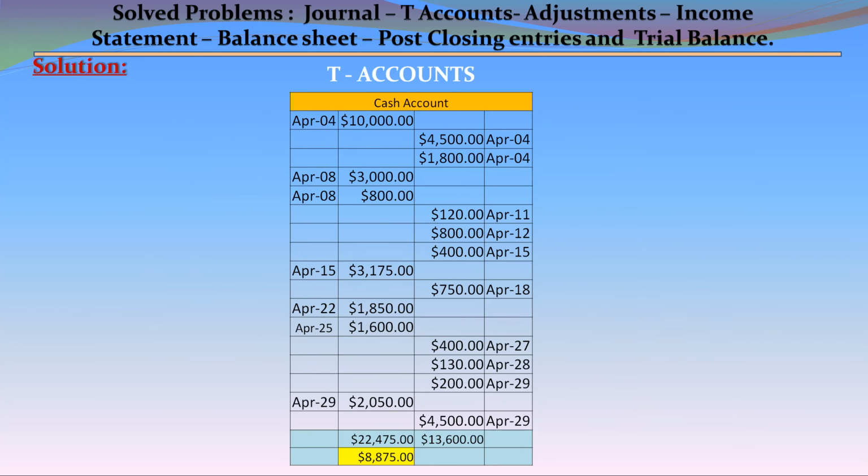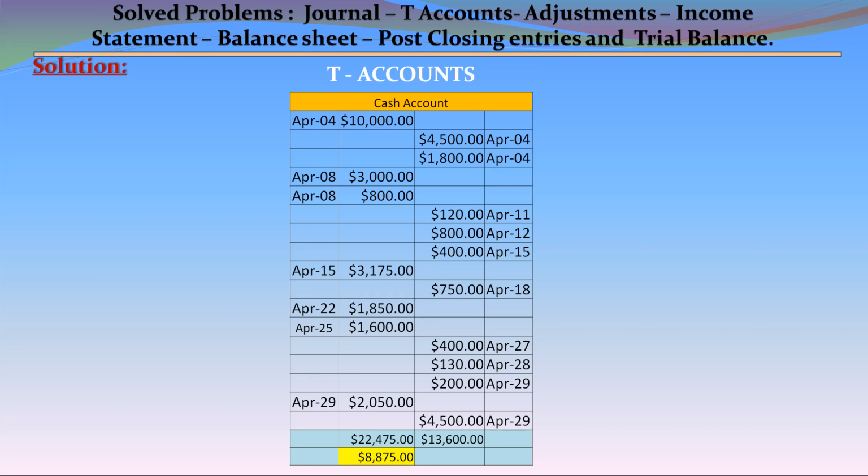Cash account April 4 10,000. April 8 3,000 debit. April 8 800 debit. April 15 3,175 debit. April 22 1,850 debit. April 25 1,600 debit. April 29 2,050 debit.